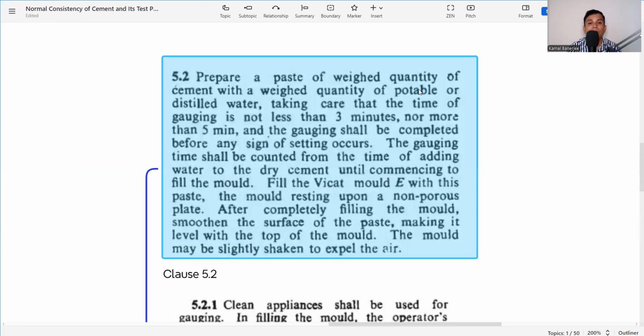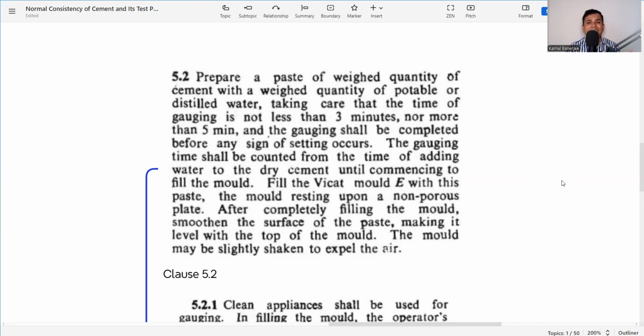And what is the quantity of water? That is around 25 to 30% of the cement. So if you are taking 300 grams, maybe 75 ml of water has to be added into the cement in order to make the first trial. If you are getting a reading within the 5 to 7 mm, it is okay. If not, then again we have to readjust the water. So this is a trial and error method.